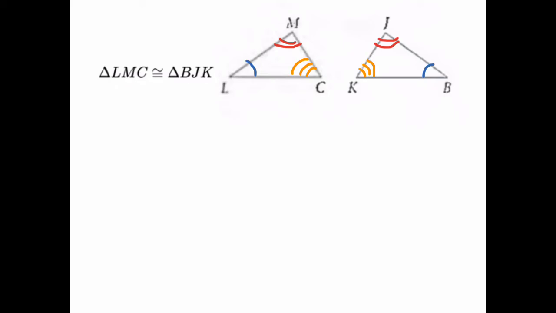You can also match up the segments. So LM here would be congruent to BJ. MC would be congruent to JK. And LC would be congruent to BK. And I put those on the figure as well.